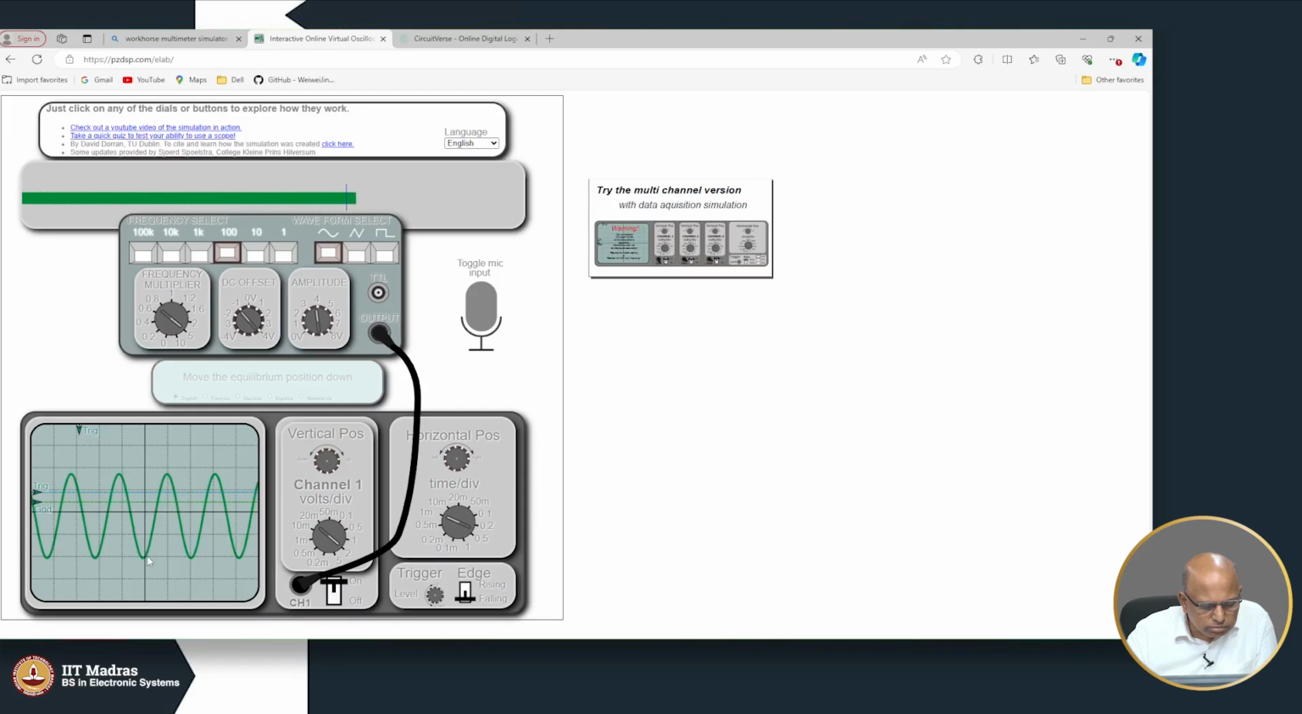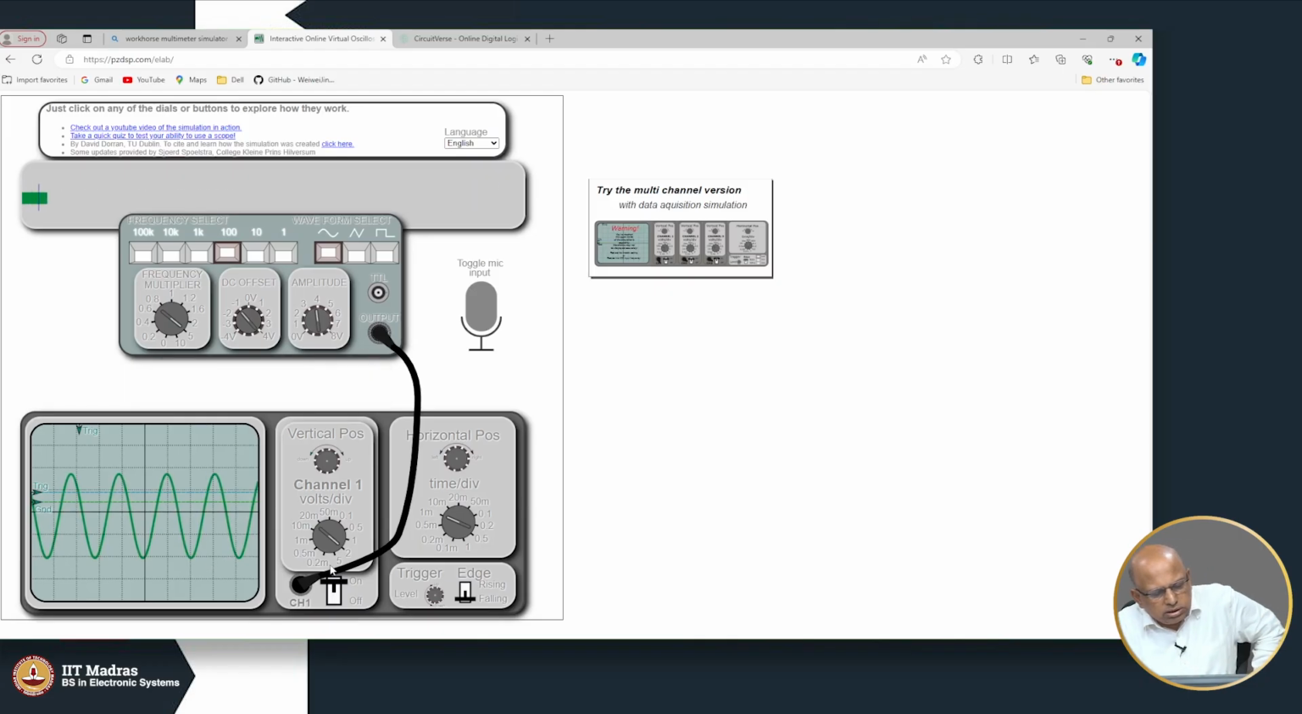It goes from here 1 division, 2 divisions, 3 divisions and maybe 3.8 divisions. So, each division represents 2 volts. So, you have to multiply 2 with whatever you saw, 3.8 or something like that. So, 3.8 peak to peak multiplied by 2, it is approximately 7.6 volts is the amplitude.